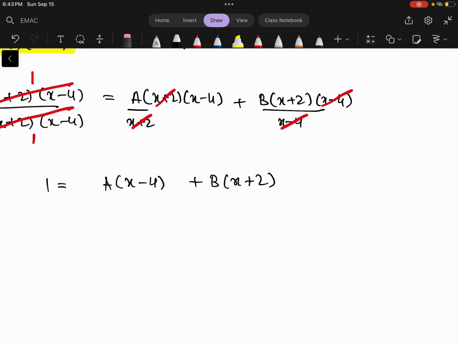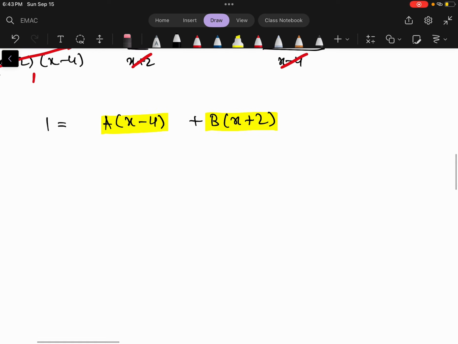Now how we're going to go about figuring out the values of a and b is we're going to set x equal to certain values so that one of the terms, which is either a into x minus 4 or b into x plus 2, cancels out. So for the first one, we're going to try and cancel out this first term, which is a into x minus 4. So let's set x equal to 4, which would make this whole thing 0.